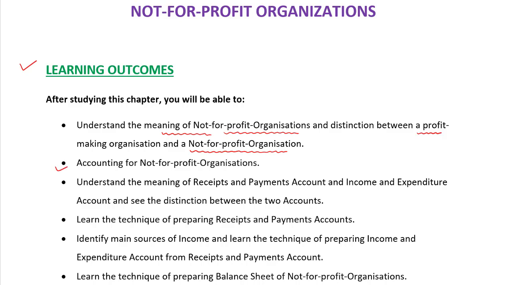You'll learn the accounting for not for profit making organizations, understand the meaning of receipts and payments account and income and expenditure account, and see the distinction between the two accounts. Learn the technique of preparing receipts and payment account.